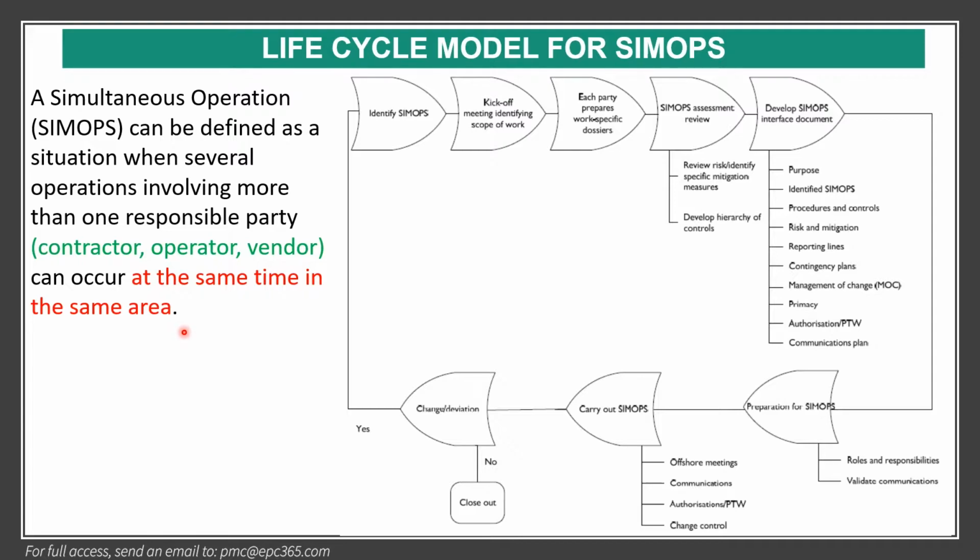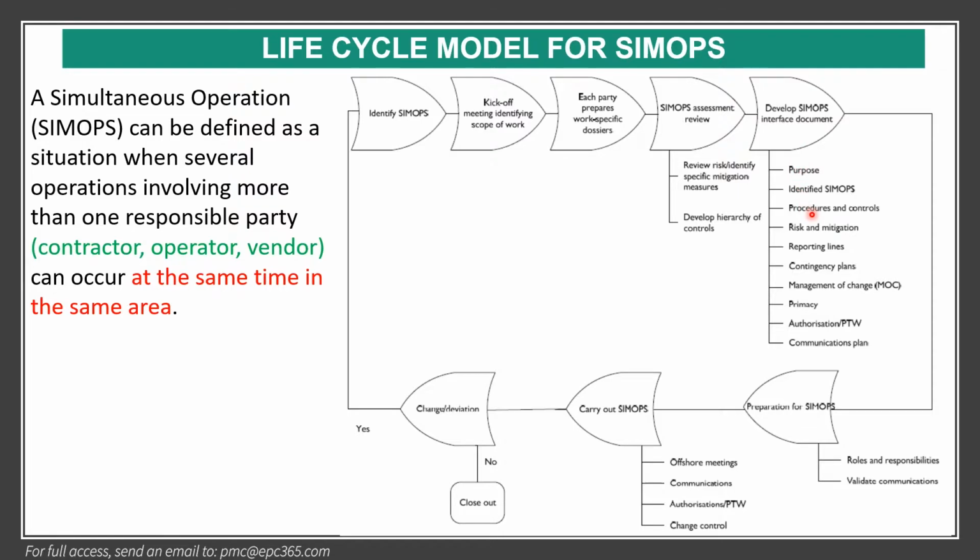For the life cycle model, first we have to identify SIMOPS. Then there will be a kickoff meeting identifying the scope of work, and each party prepares a work-specific dossier. Then the SIMOPS assessment review: review risk, identify specific mitigation measures, develop a hierarchy of controls, and then develop SIMOPS interface documents.